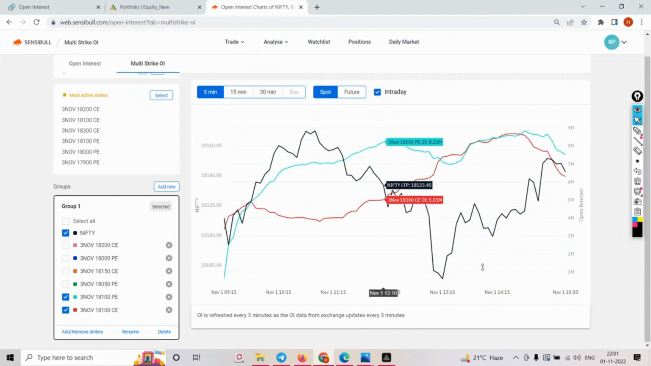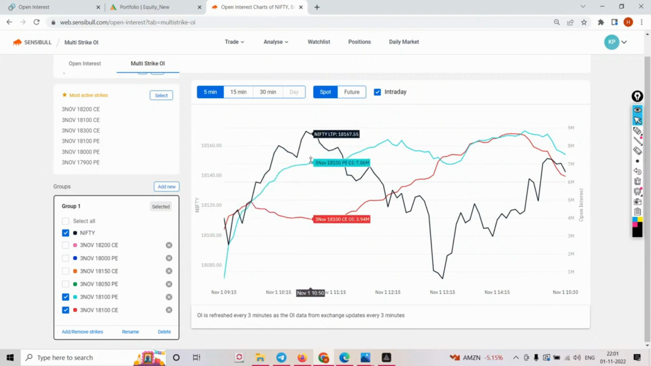So now let's do the same analysis by having this Nifty. The black color line is Nifty. We have discussed the blue color put and the red color call. Now I'll just give you 10 seconds. You check the Nifty. Whenever the Nifty goes up, obviously the put interest will go up. Whenever the Nifty is coming down, you see the put interest will start declining and the call interest will go up.